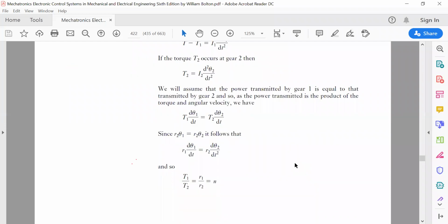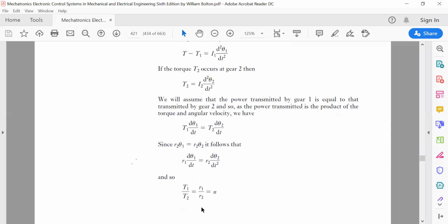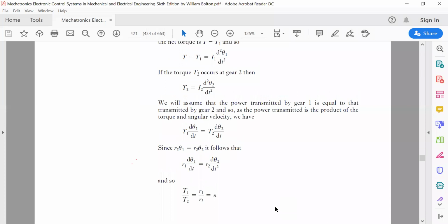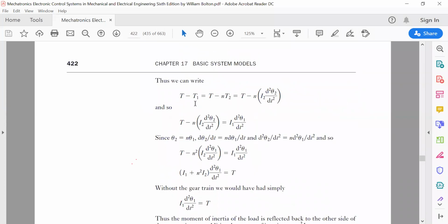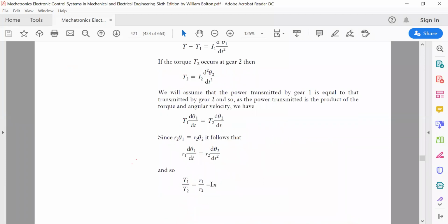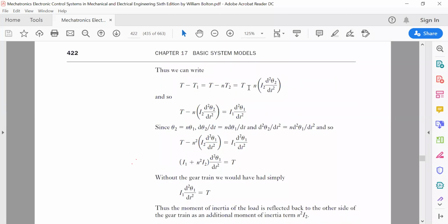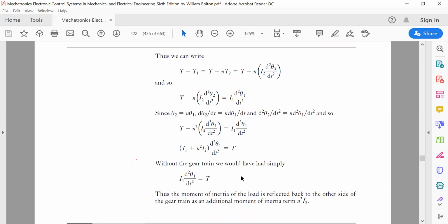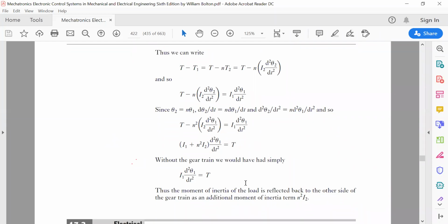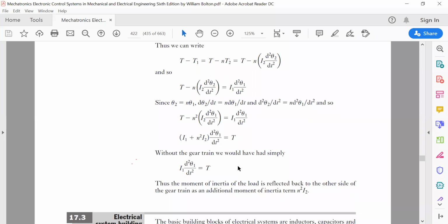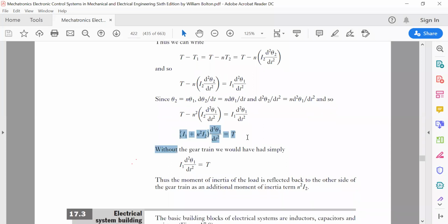And so once we have derived this relation, T1 by T2 is equal to R1 by R2 is equal to N, we can put this relation in the previous equation, which was T1 minus T2 is equal to T1 minus N T2. N is the number that you have got from here. Okay. So you can see the previous equation. So T1 minus N times T2 is what? T2 is I into alpha. So we have replaced this T2 with the value of I2 d2 theta2 by dt2. So by rearranging all these things, you can get some equation out of there. So this is the final equation that you're getting over here.